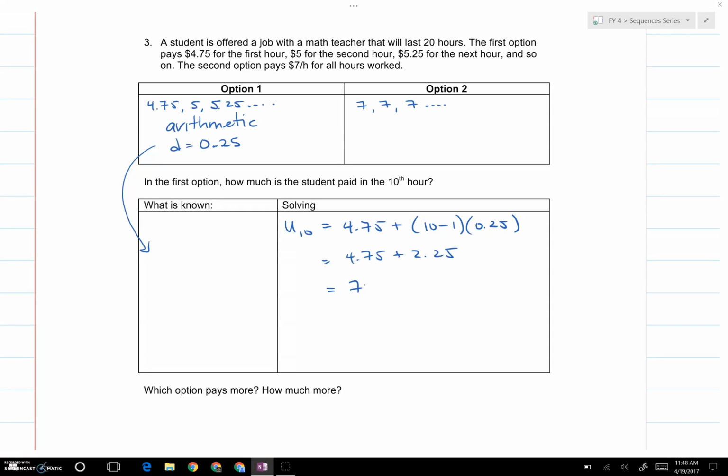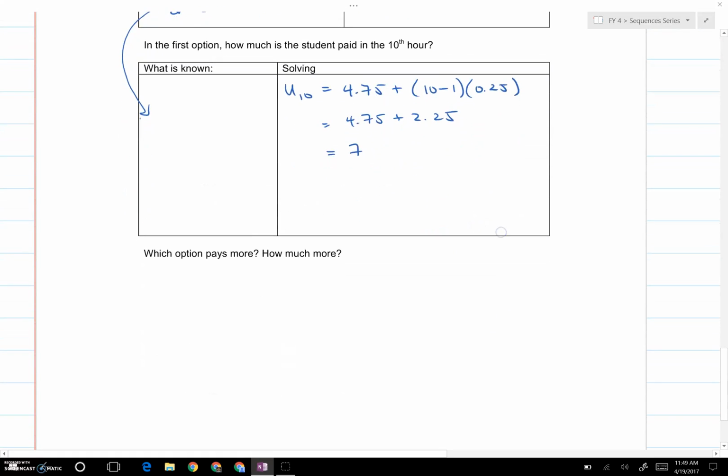Now, question number 2 says, which option pays more and by how much more? You have to decide, first of all, am I using any different formulas? And second of all, am I looking at the full time, which is a definite yes. So I'm looking at the full time of 20 hours, and I want to know how much this kid gets paid by option 1 and by option 2. So if you're anything like me, you might split up your page into option 1 and option 2. Option 2 is relatively easy because the student is making $7 an hour for 20 hours to give a total of $140.